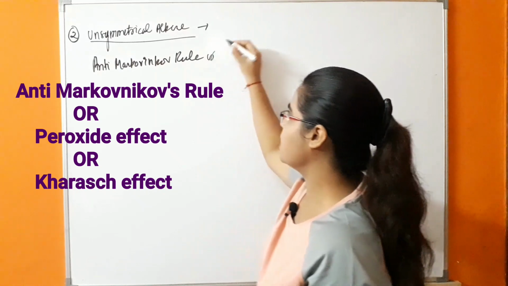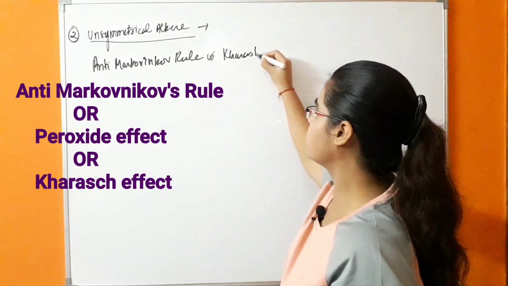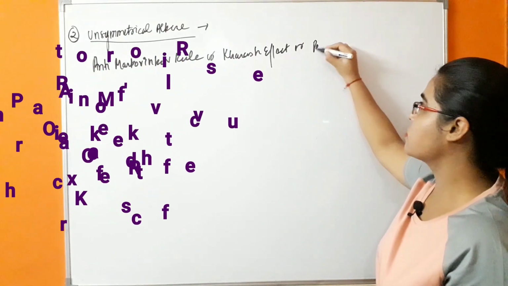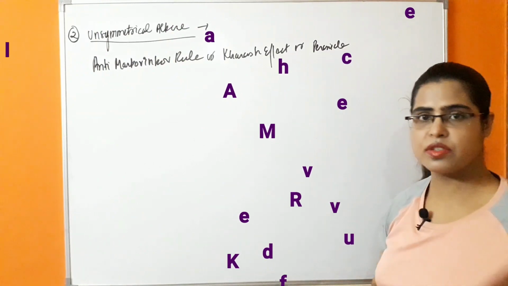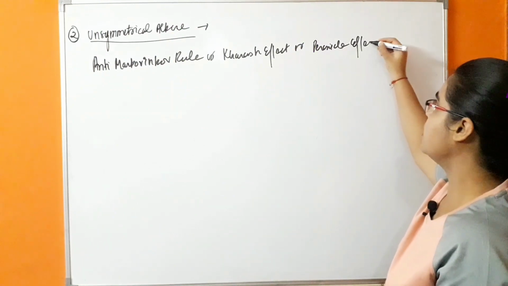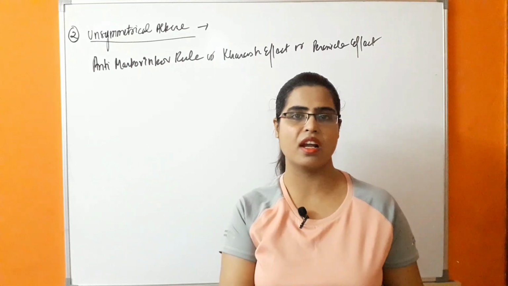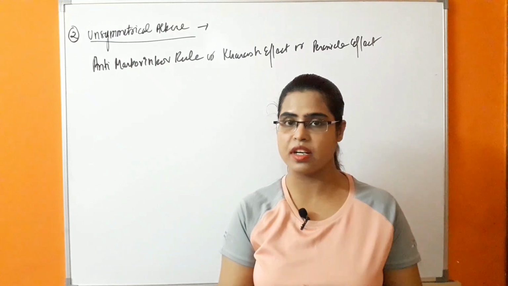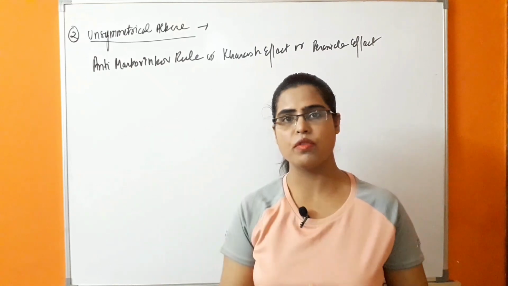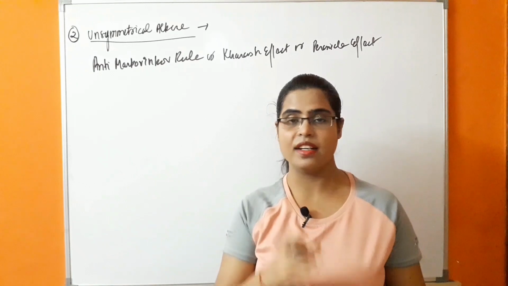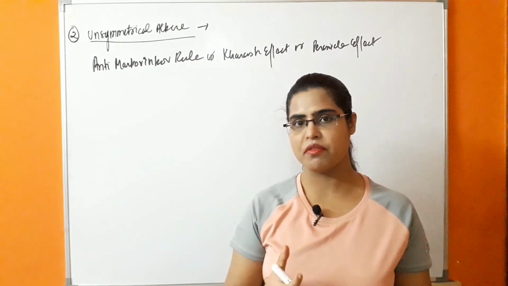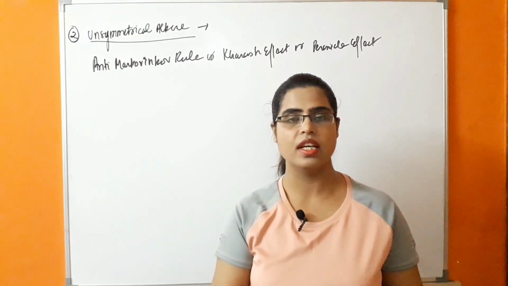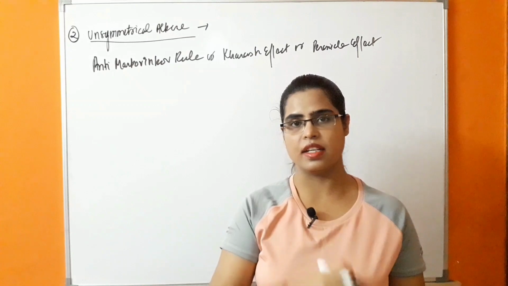It is also known as the Kharasch effect, and also named the peroxide effect, because of the presence of peroxide. In this case, a free radical mechanism takes place. It means the reactive intermediate is a free radical, whereas in the Markovnikov rule the reactive intermediate is a carbocation. There are three steps in the free radical mechanism: first is initiation, second is propagation, and third is termination.